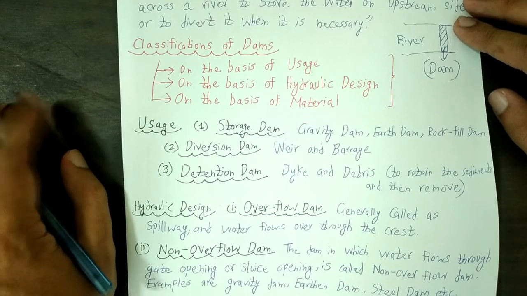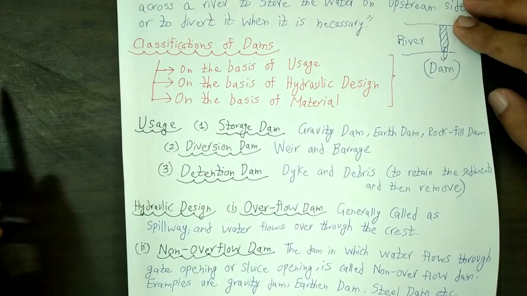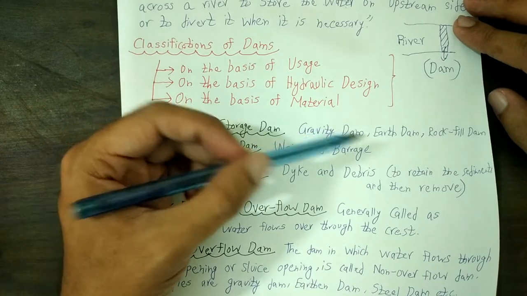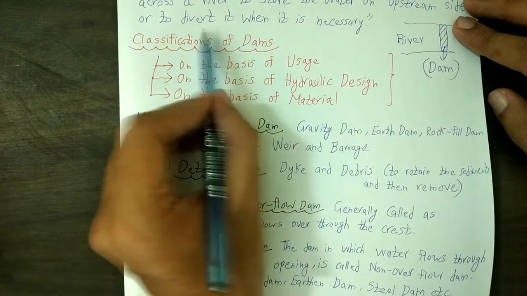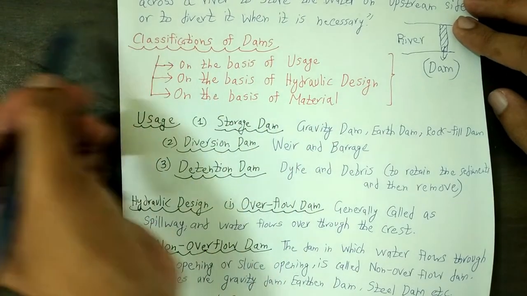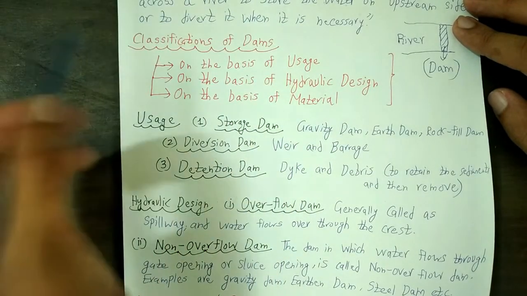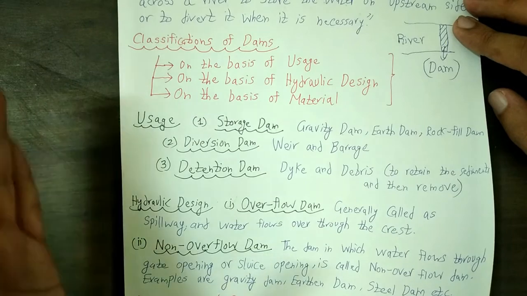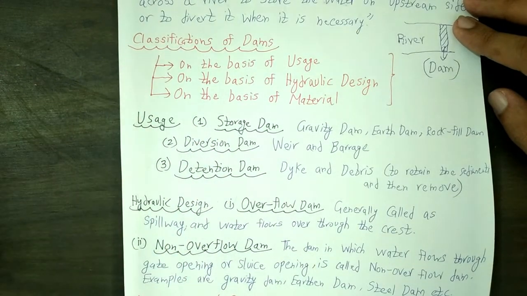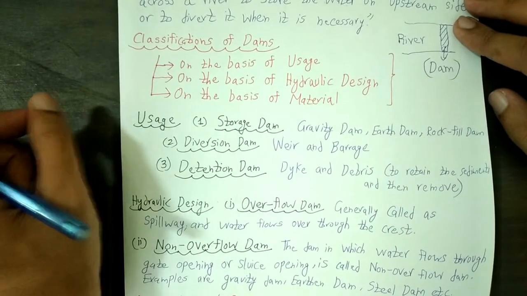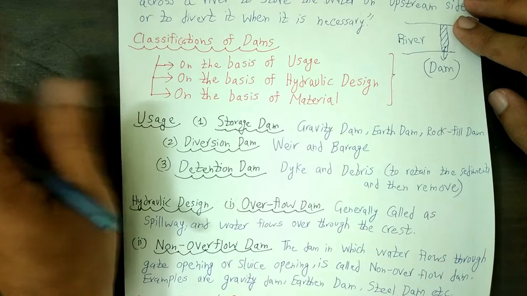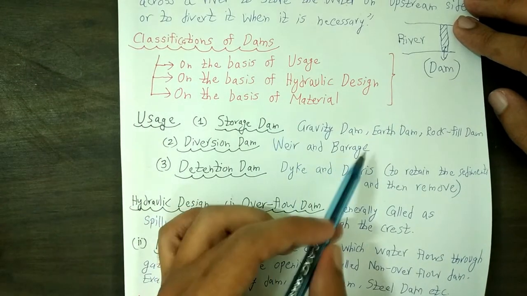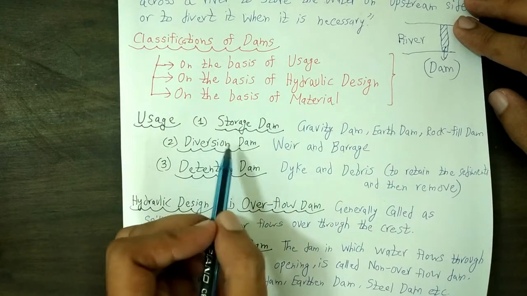Next is our diversion dam. For the diversion dam, you can see its examples are weir and barrage, and its purpose is to divert the water. We have seen that it diverts water when it is necessary, when we have to change the direction of the water, and for this we use weirs and barrages. There is a difference between weirs and barrages, but here we don't discuss this. The diversion dam is the dam which is used to divert the water, and weirs and barrages are examples of our diversion dam.